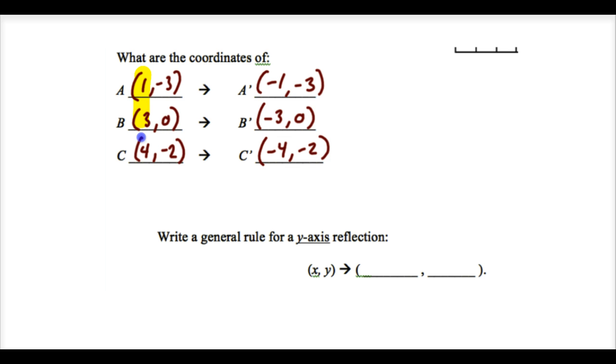So if we want to write a general rule for this, we're just going to look at the x values after we plotted it out. And in this case, the x values all were flipped, so it's going to be negative x, and the y values stayed the same, so positive y.